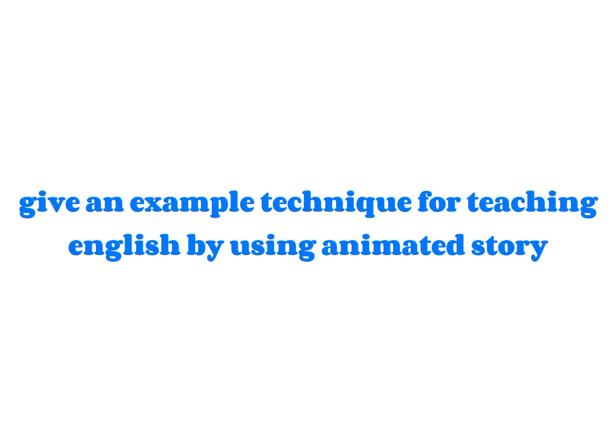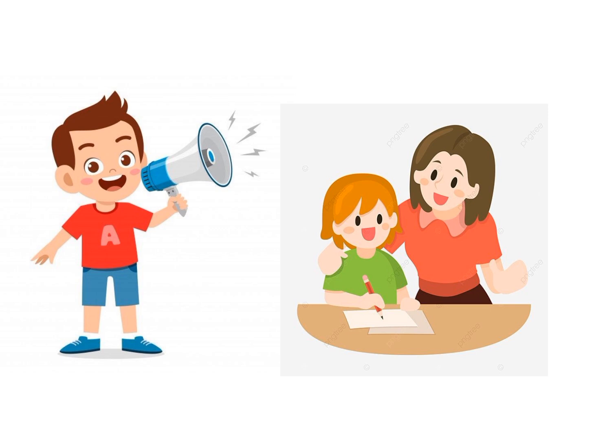Give an example technique for teaching English by using an animated story. The first can use describing scenes to train students' speaking skills, where students are asked to describe the scenes in the story. You can also use imagining the place to practice students' writing skills, where students will write down a story journey that has previously been shown by the teacher.